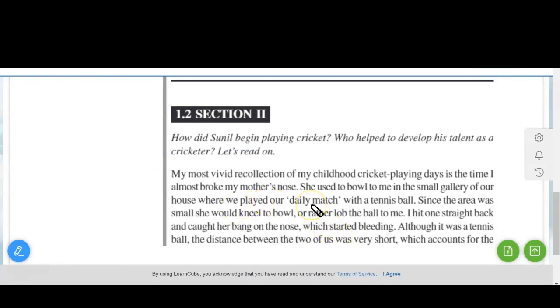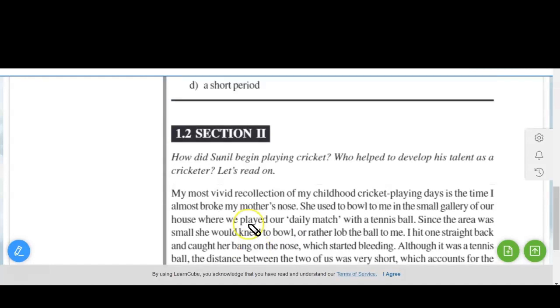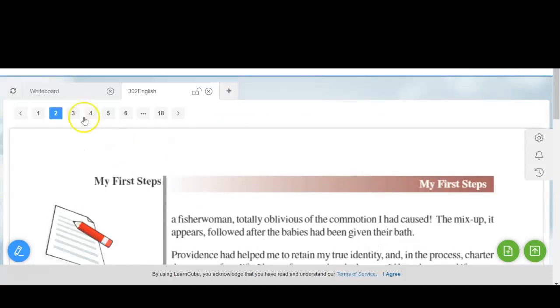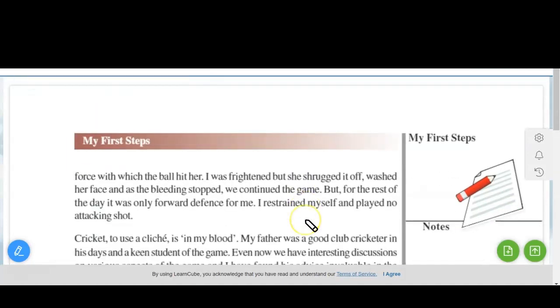We have learned in this section that his mother used to play a daily match with him, and she used to encourage him in playing, and she would help him in all ways. And when the incident happened, her nose started bleeding, but even then she didn't stop. She helped him however she could.